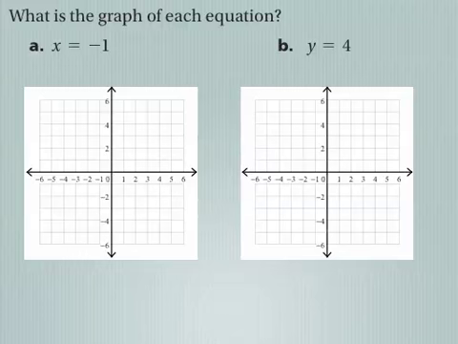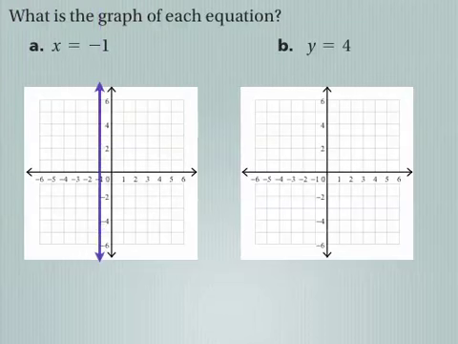The next example says, what is the graph of each equation? A is x equals negative 1. If you know that x equals negative 1, you know that the x-intercept is going to be negative 1. Notice in this equation, though, there is no y. When there is no y in the equation given, you are going to have a vertical line through the x-intercept. So in this case, if x equals negative 1, I'm going to have a vertical line through negative 1 on the x-axis.